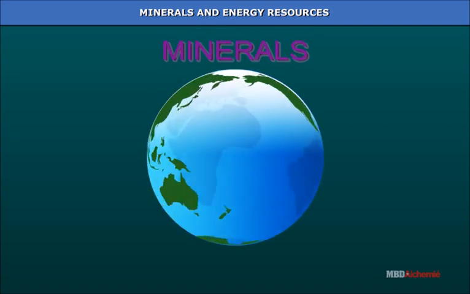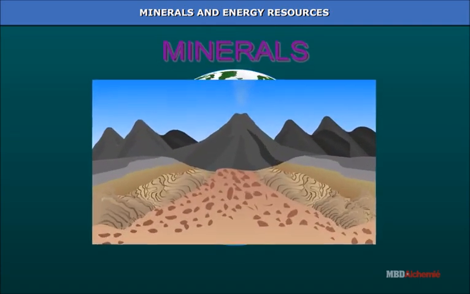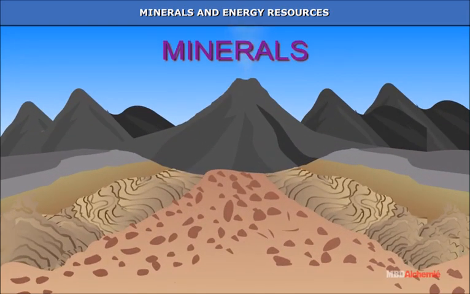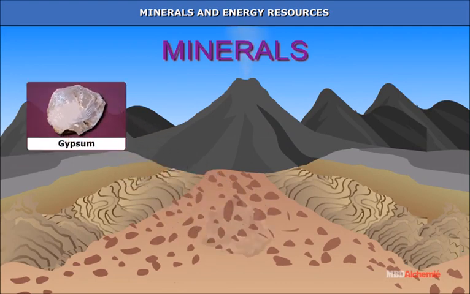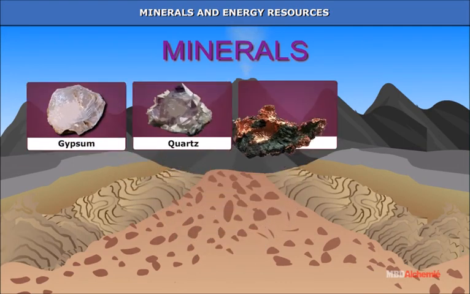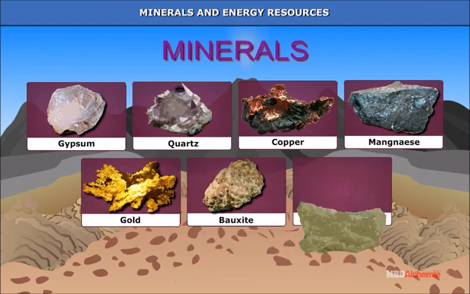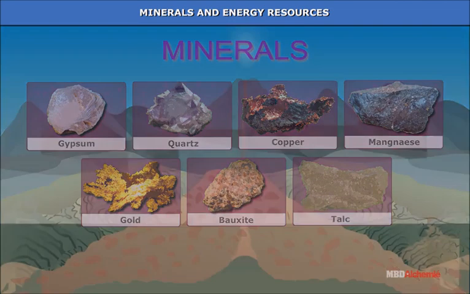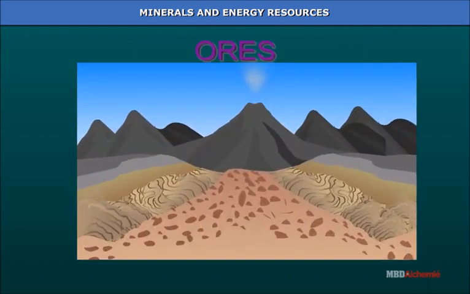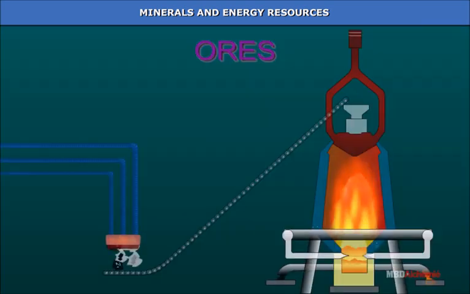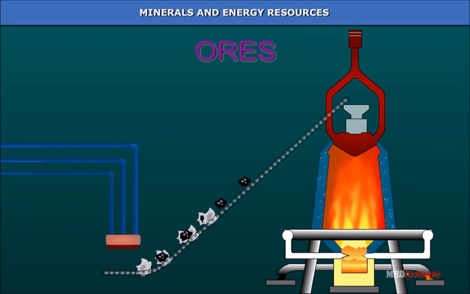Minerals and energy resources. Minerals are found in rocks on the surface of the earth or beneath it in the form of compounds. They have a definite chemical composition comprising one or more elements. They can be identified by their physical and chemical properties. A mineral from which a metal is obtained is called an ore.